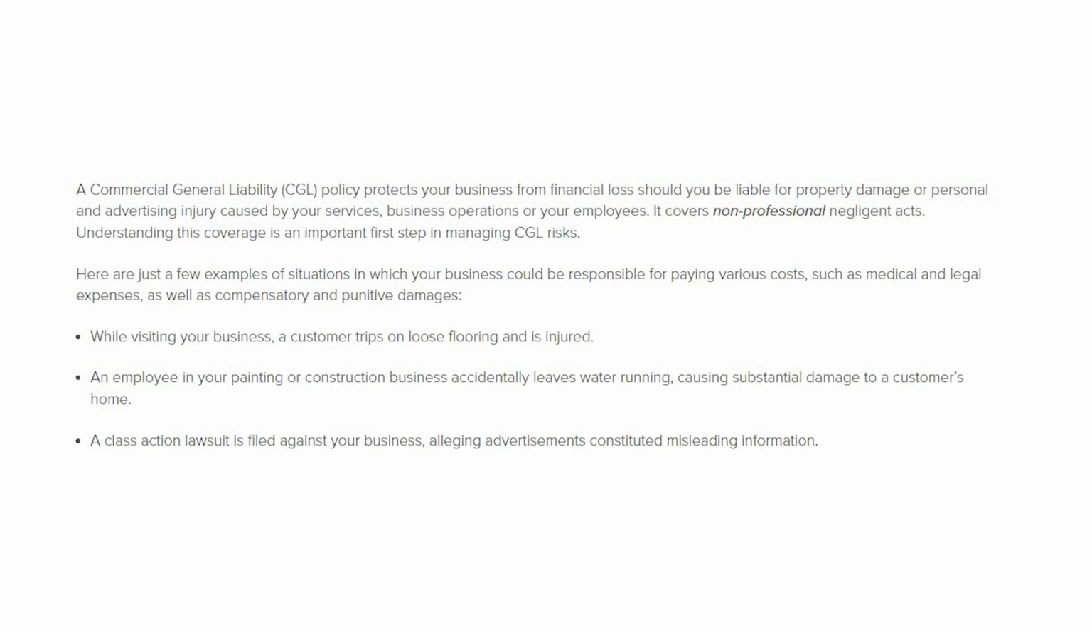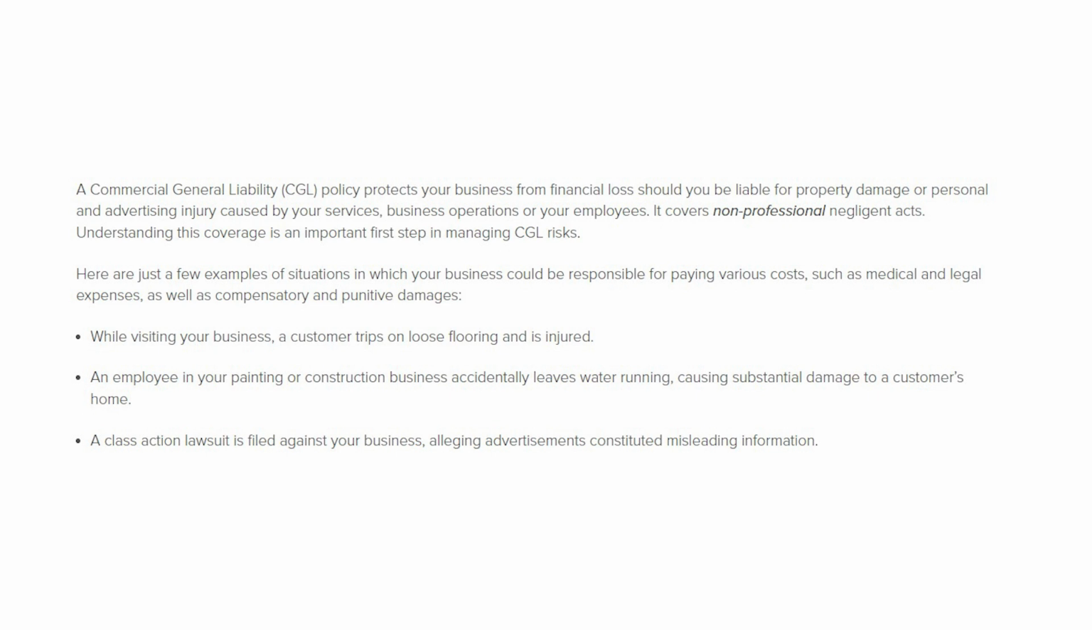General liability insurance. A commercial general liability policy protects your business from financial loss should you be liable for property damage or personal and advertising injury caused by your services, business operations, or your company or employees. If not a professional negligent act, understanding the coverage is the most important first step in managing general liability risk.